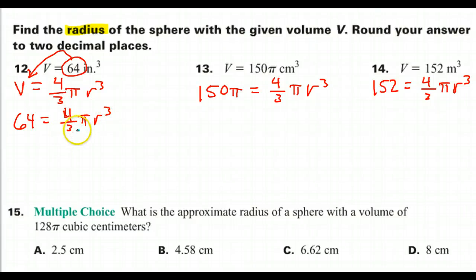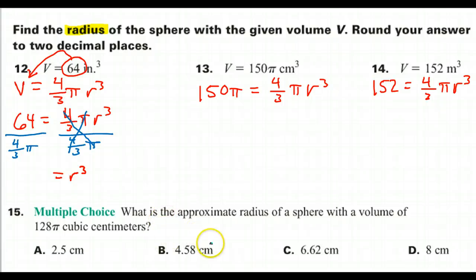So what you will do is the following. We are going to divide both sides by 4/3 pi. Okay, so I'm going to divide by 4/3 pi over here, and I'm going to divide by 4/3 pi over here. That way all this mess cancels out. So that should just leave me with r cubed equals whatever this is.